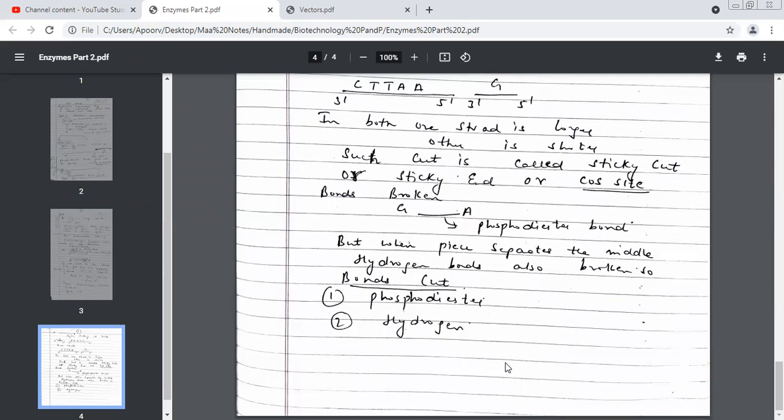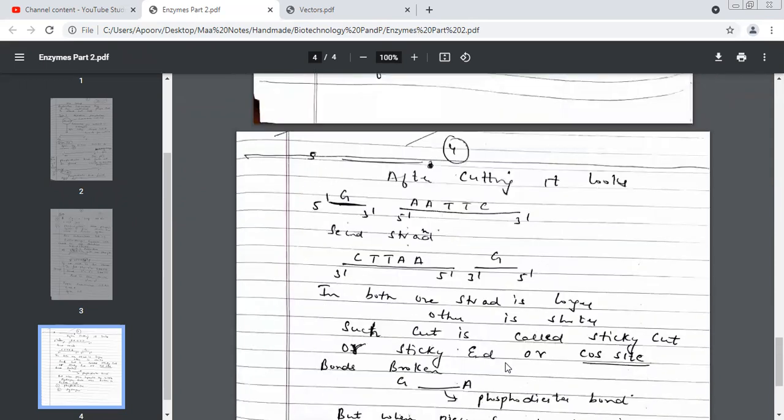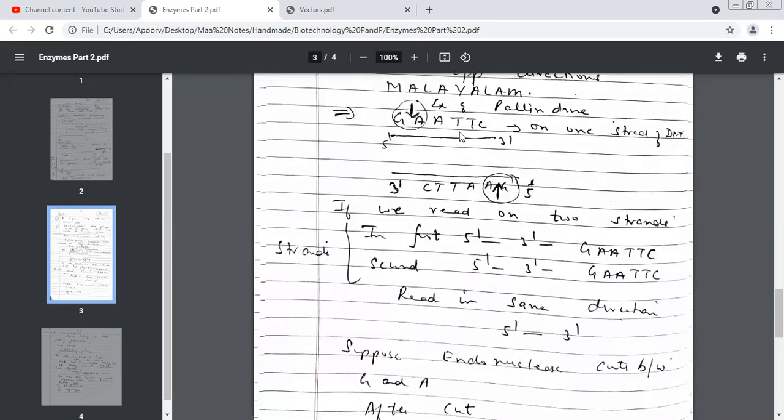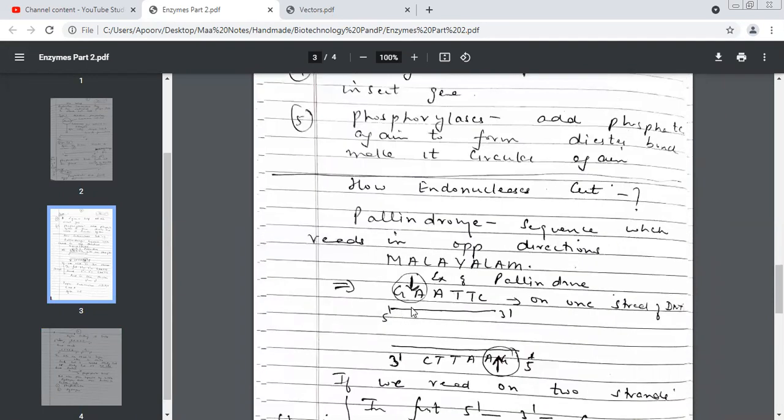Now, see, there is another kind of cut. Supposing you cut from here. Let me go back to the original strand. This is your original strand. How many bases are there? G, A, A, T, T, C. If I take an endonuclease which cuts between A and T, which endonuclease am I taking? One that will cut between A and T.